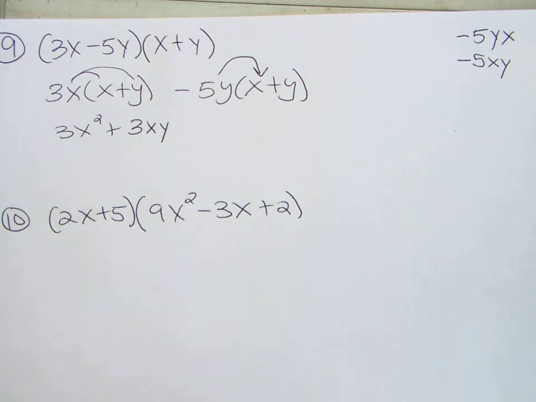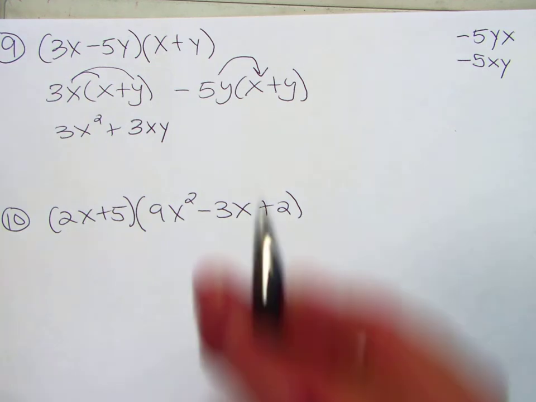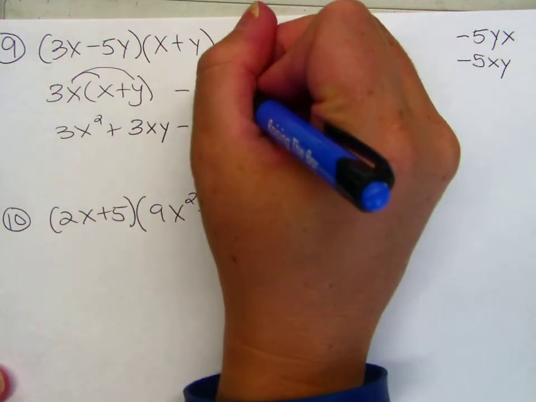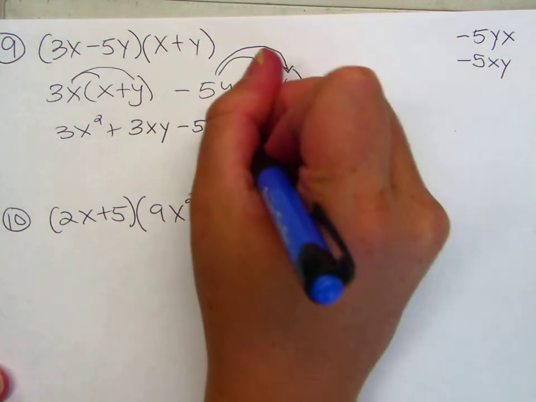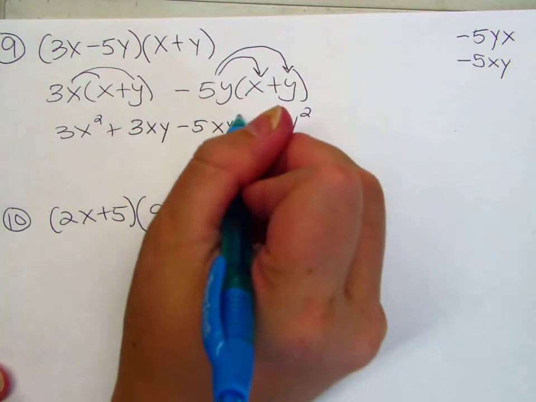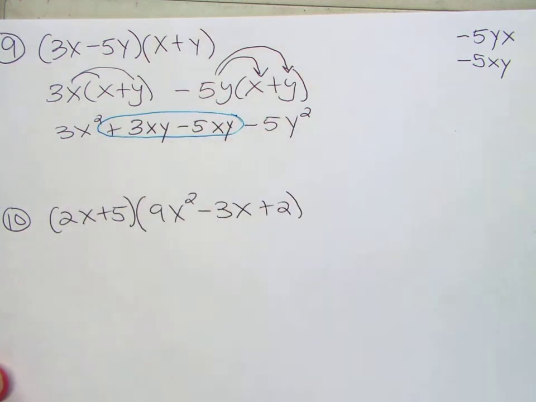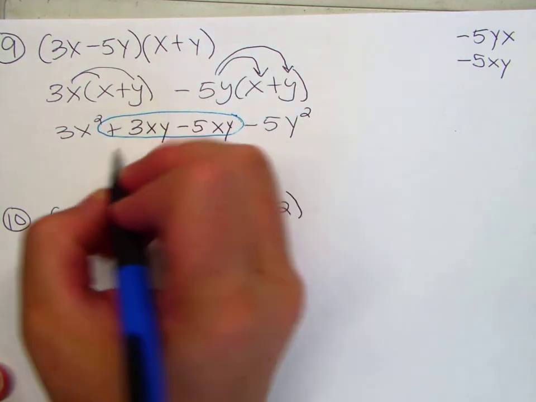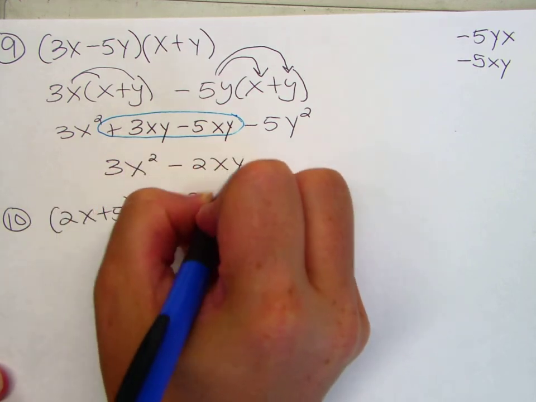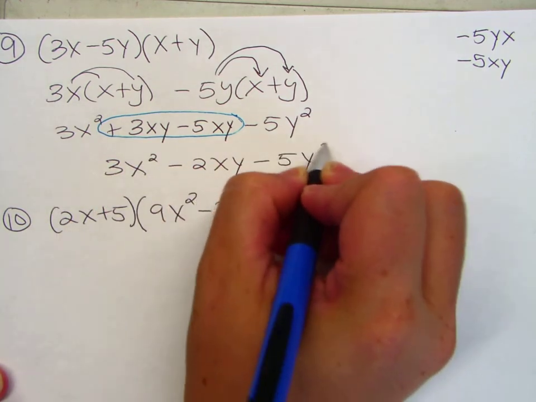2 times 3 is 6. 3 times 2 is 6. So I'm going to put minus 5xy, and then negative 5y times y. Negative 5y squared. And then just like before, the middle two terms go together. We have positive 3, negative 5. So 3x squared minus 2xy minus 5y squared.